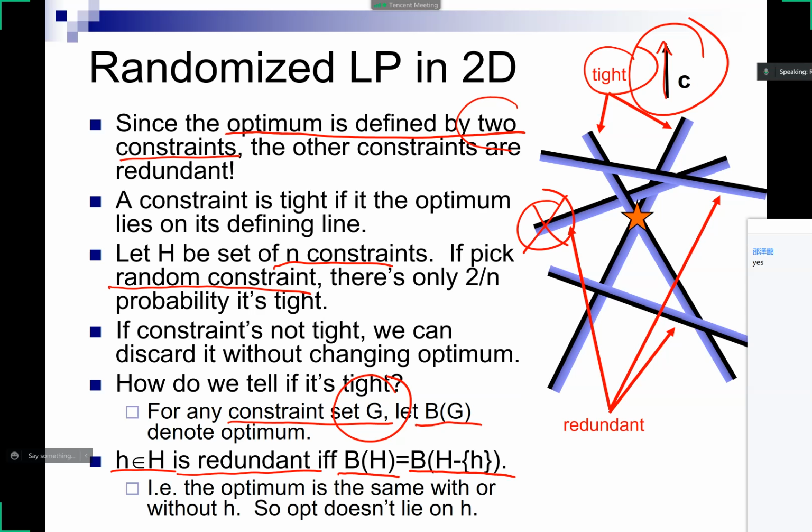Also, if after you throw this away you do not change your optimum, then what you know is that the optimum does not lie on this particular constraint. So for example, this constraint over here, we see that our optimum does not lie on that constraint. Right, so now we basically have all the ideas we need to develop this algorithm.